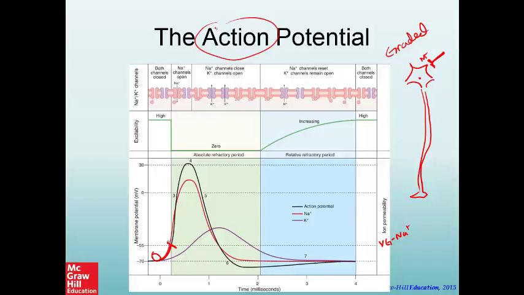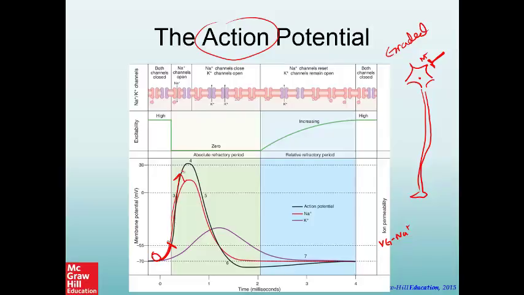Action potentials don't have different sizes or different intensities like graded potentials do. Action potentials are all the same size. Every action potential is an opening of all of these voltage-gated sodium channels. They all have the same threshold value. This influx of sodium into the cell causes the cell to rapidly depolarize up to about plus 30 millivolts.